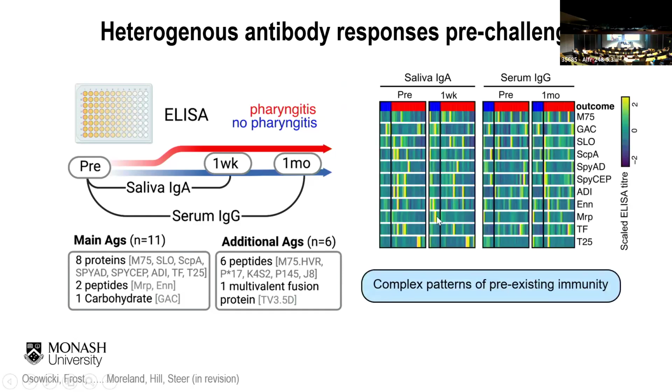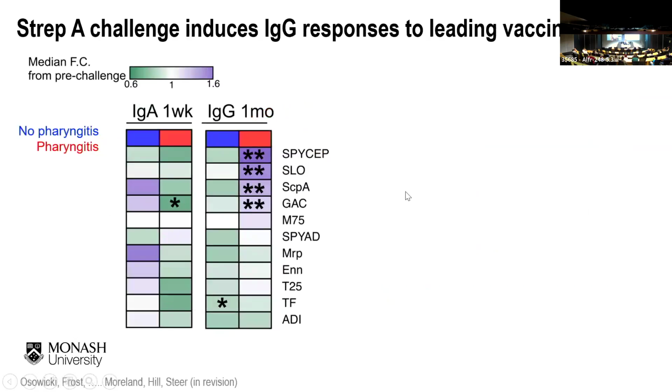The picture we saw from first looking at things was really, really complex. So this is scaled ELISA titers for saliva IgA and serum IgG, pre and post challenge, split into those that didn't develop pharyngitis and those that did. It's fair to say we couldn't detect a clear picture, and that really reflects the complex past exposure with Strep A. But we could start to detect some patterns when we normalized each person to their own baseline.